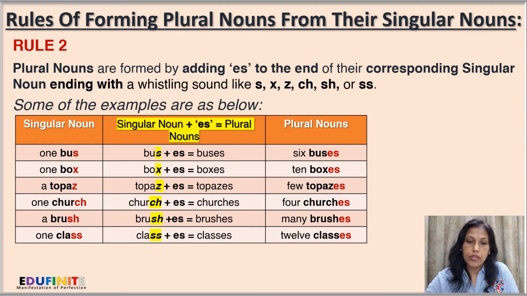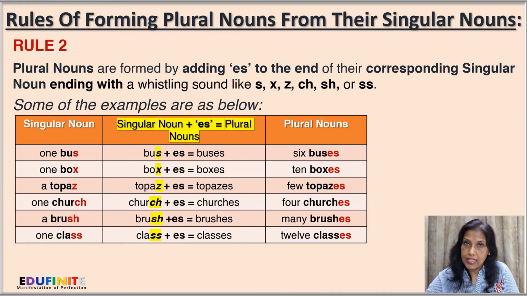One box, it also ends with x, we add es to it to make it plural, boxes. So 10 boxes. A topaz, it ends with z, we add es to it and it becomes topazes, that's a plural noun, so we can say few topazes.